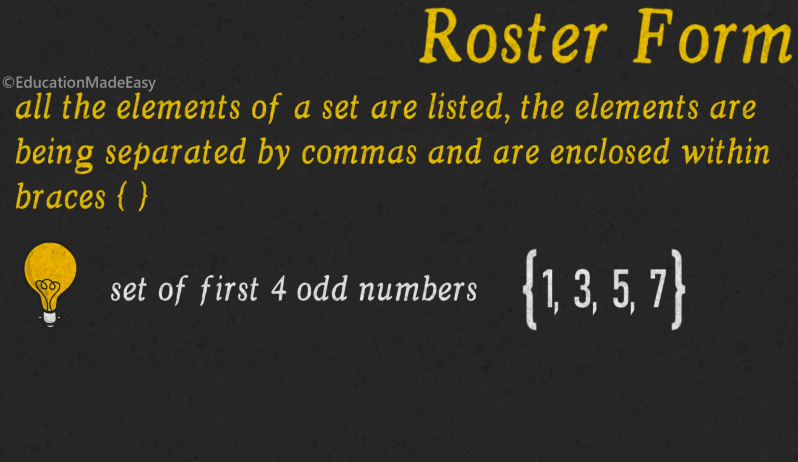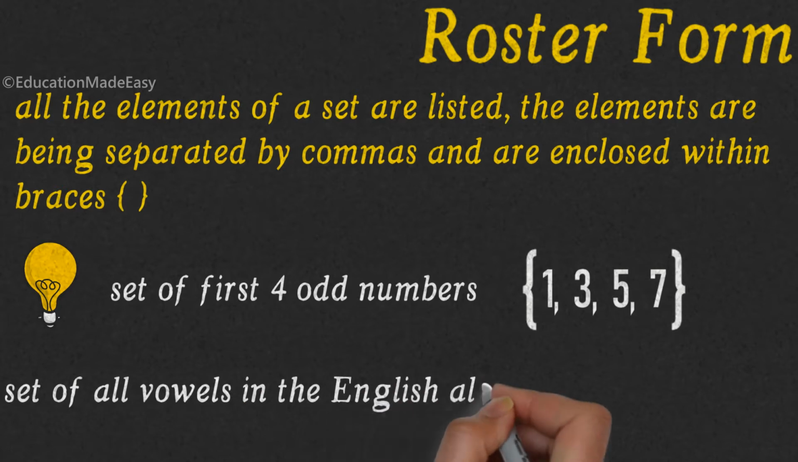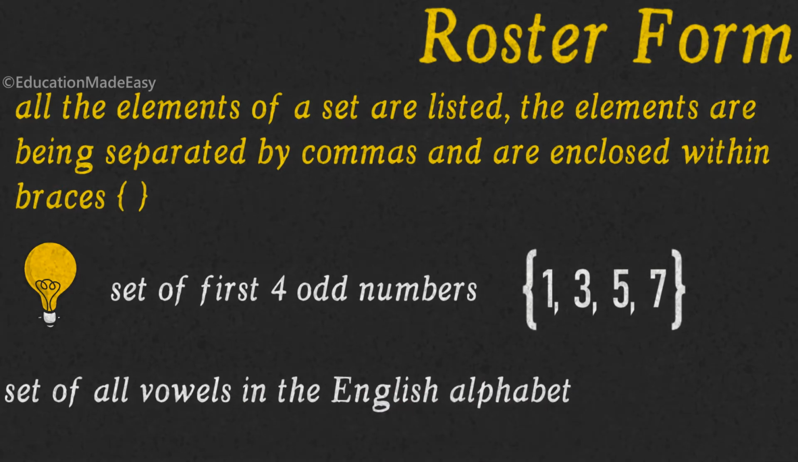You can see that the elements are written inside curly brackets and are separated by commas. Another example is set of all vowels in the English alphabet. This can be written as {a, e, i, o, u}. Here also, you can see that the elements are written inside curly brackets and are separated by commas. This is how we represent a set in roster form.